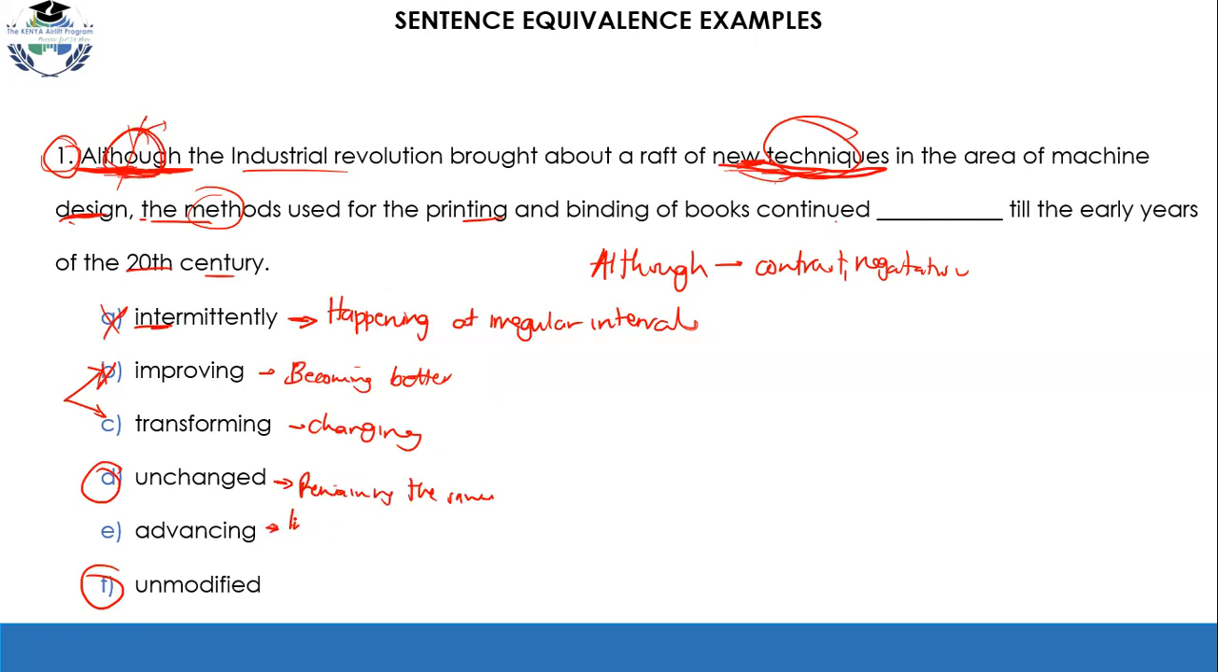Advancing means, again, improving or becoming better, right? There's advancing in medicine. There are so many advances in medicine. Improving or becoming better or complex. It also means becoming more complex. That is advancing. Unmodified means not changed, again. Not changed in form. So basically the rules of this sentence rule out all other answer choices except answer choice D and answer choice F. So I hope that is clear. I hope that is clear for everyone, right?